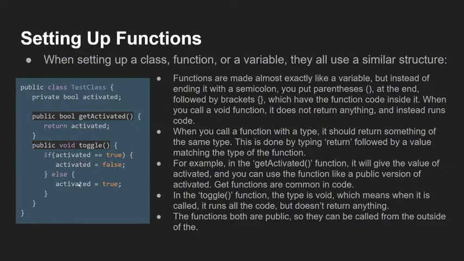The toggle is going to do all this stuff, but it's not going to spit anything out because it's void. Rather, it's just going to mess with the inner workings of this factory and change the Boolean activated to be the opposite of what it is. Notice if activated is true, it's going to run this code, which sets it to false, and if it's not equal to true, it's going to set it to true. So that's just going to toggle it, which is exactly what the name is. Both of these functions are public, which means while you can't access this variable from outside test class, you can definitely access these from outside test class, which is very nice.